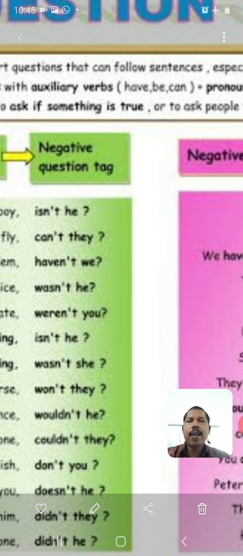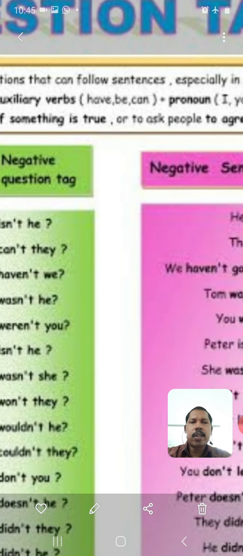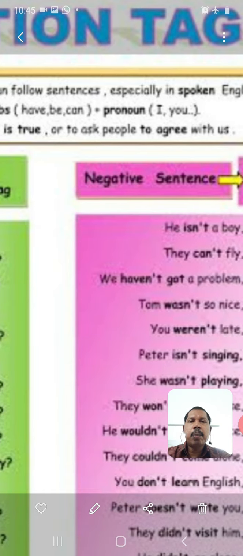Have verbs: have, has, had. Be verbs: am, is, are, was, were, will be, etc. And modal auxiliaries: can, could, may, might, shall, should, must, etc. can be used. And normally we use personal pronouns like I, you, we, he, she, it, they. So I, we, you, he, she, it, they are the personal pronouns.